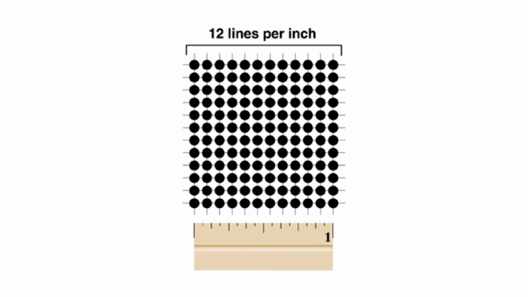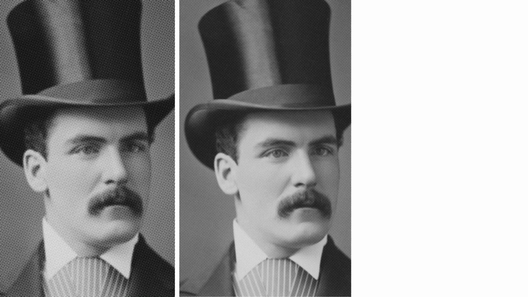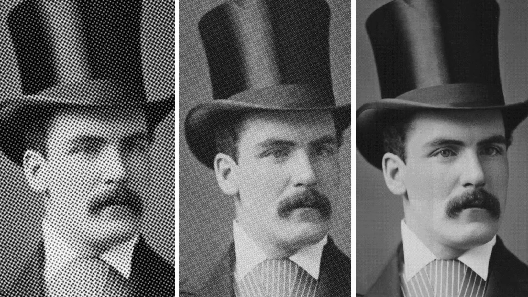Halftone screens are measured in lines per inch, or LPI. LPI refers to screen frequency, which basically describes how close the halftone dots are. The higher the number of lines per inch, the finer the dot pattern, and the better the quality of the reproduction.